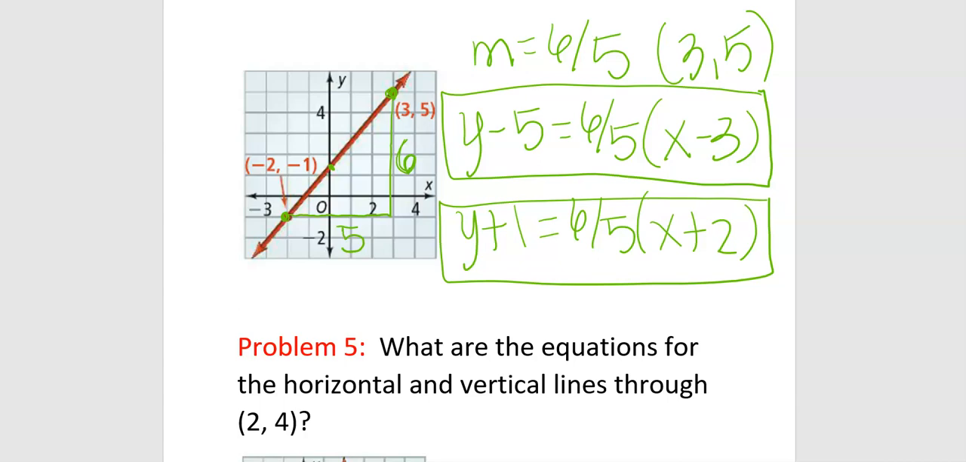So tomorrow what we're going to do is we're going to go through the last problem, but you guys don't have anything else to do except for corrections, and that's it.